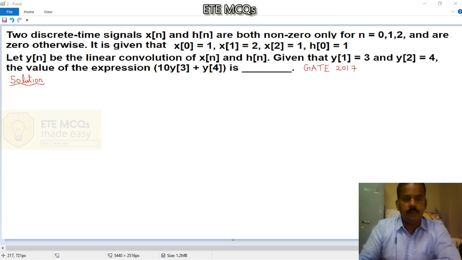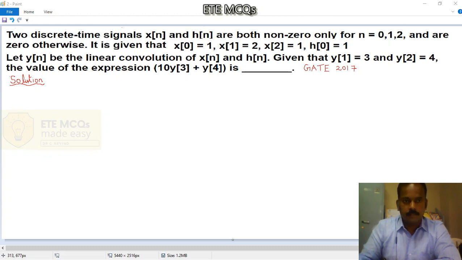Let y of n be the convolution of x of n and h of n. So a signal y of n is defined. Given that y of 1 is equal to 3 and y of 2 is equal to 4, the value of the expression 10 times y of 3 plus y of 4 is. So we are supposed to find 10 times y of 3 plus y of 4.